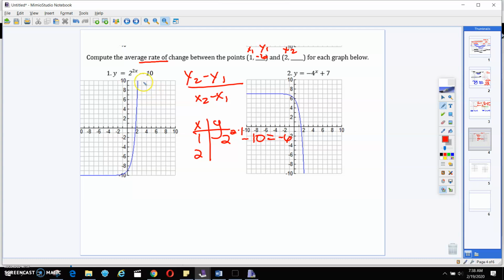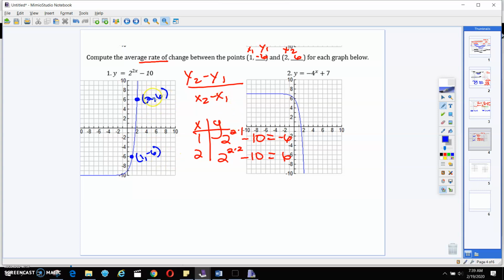I'm going to take 2 and I'm going to plug it into this equation. So 2 to the second times 2 minus 10. Well, 2 to the fourth power is going to give me 16. 16 minus 10 is going to give me positive 6. So that's going to be my y2. Another way you could have done that without having to plug in is you could look at when x is 1, your y value is negative 6. And when x is 2, your y value is positive 6.